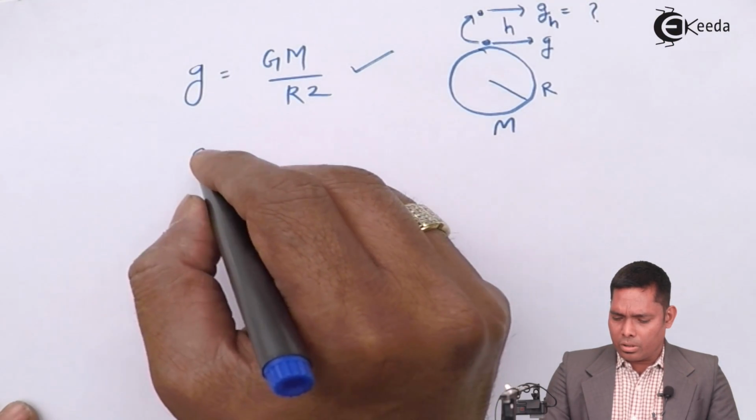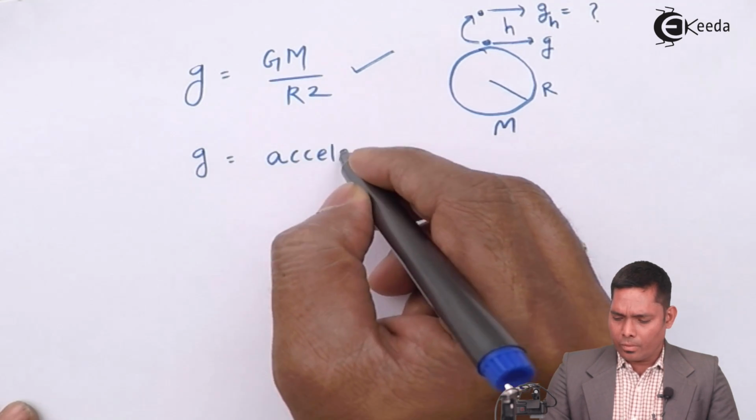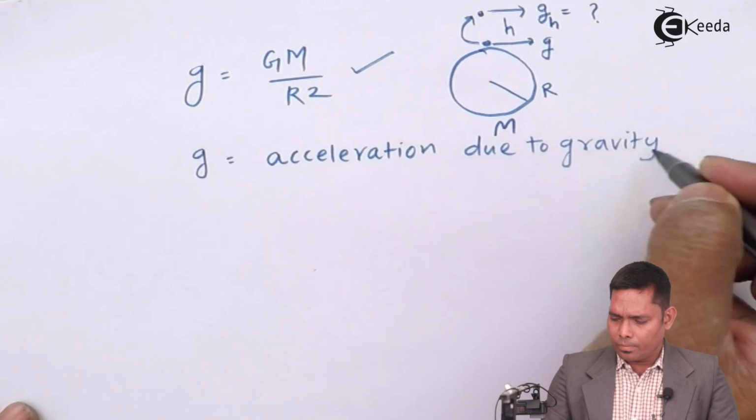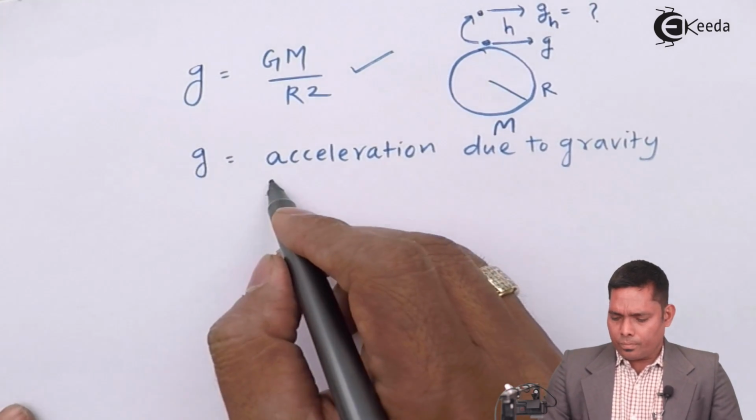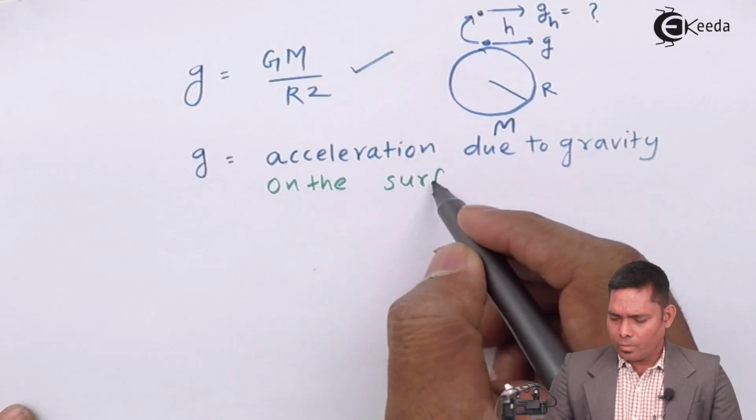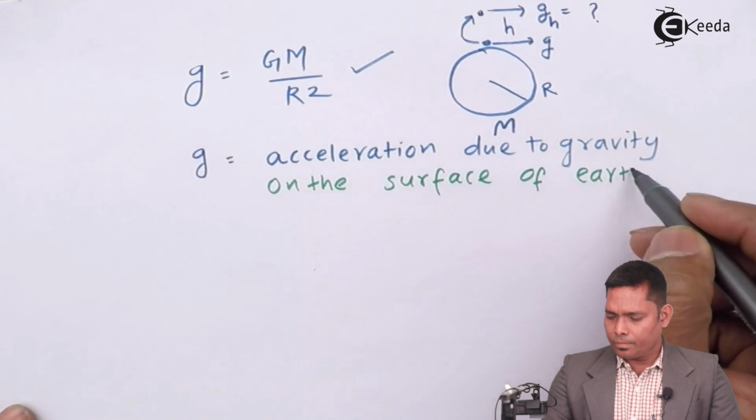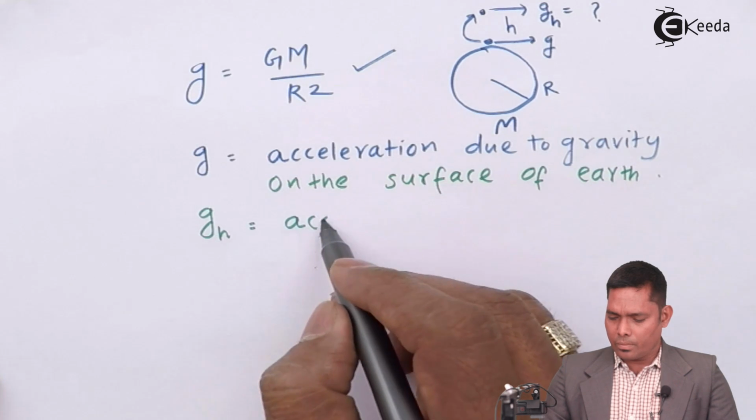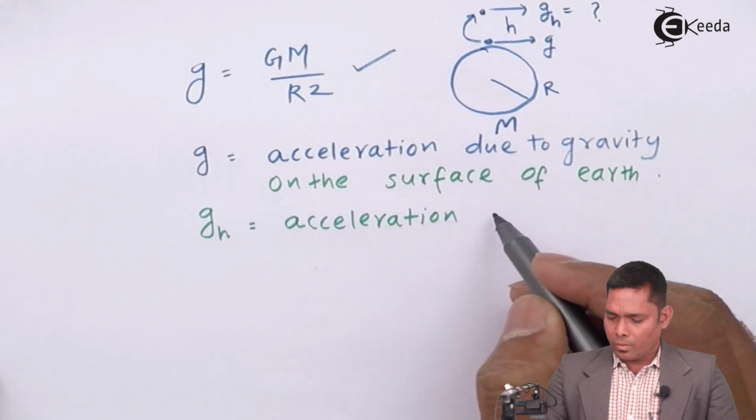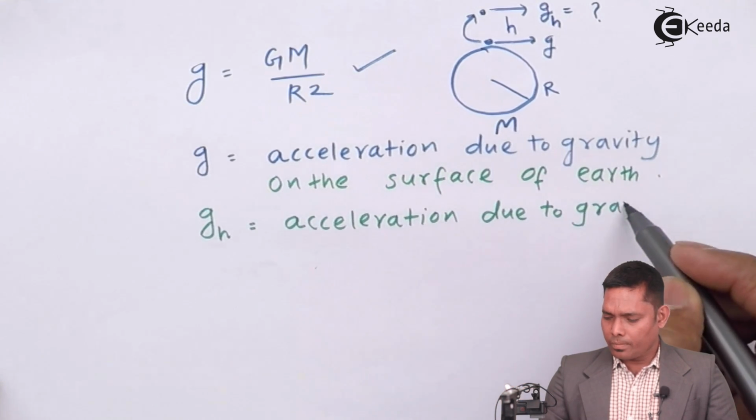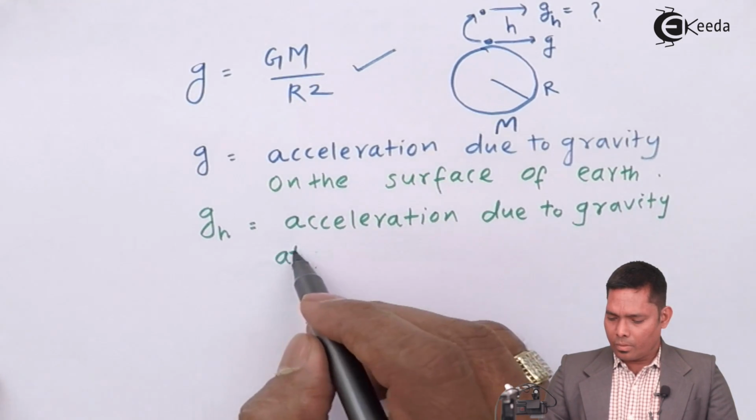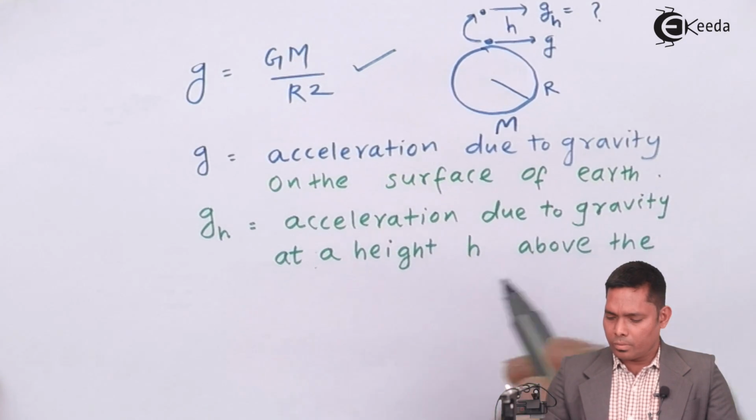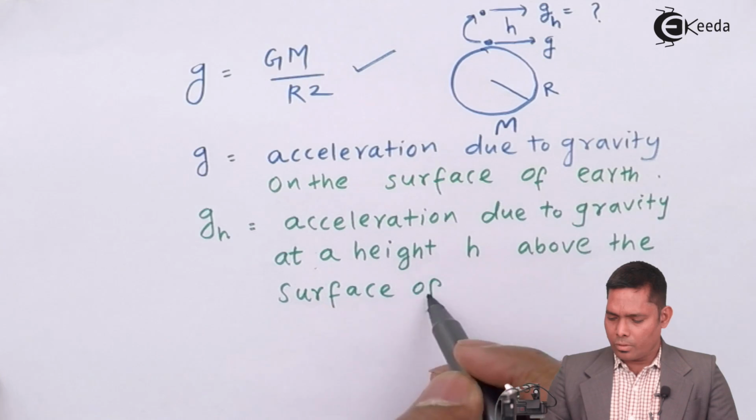I'll just write down this means the acceleration due to gravity on the surface of earth, g, and g_h equal to acceleration due to gravity at a height h above the surface of earth.